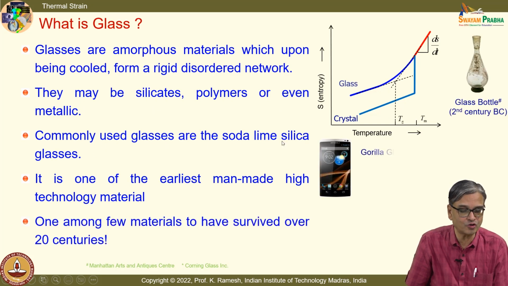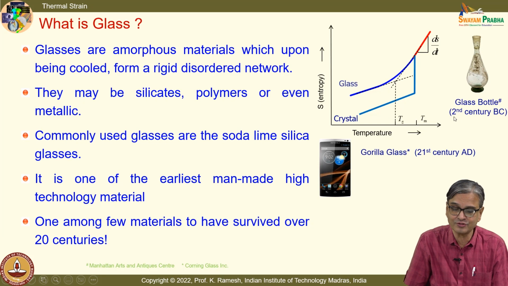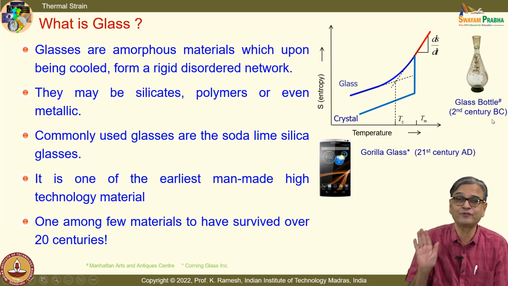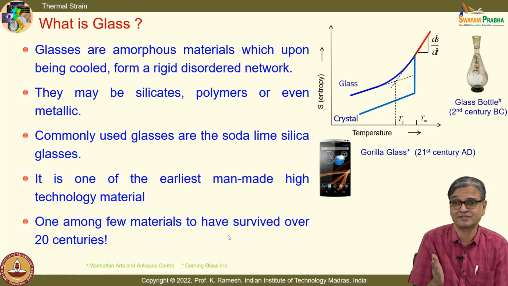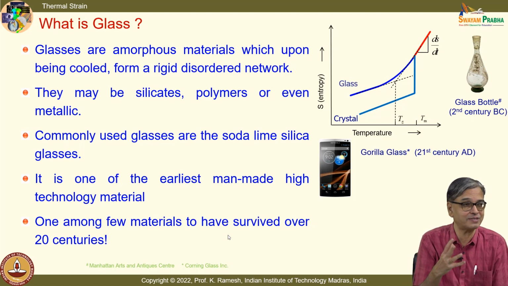Commonly used glasses are soda lime silica glasses. And surprisingly, this is one of the earliest man-made high technology materials. You have a glass bottle which is traced to the 2nd century BC. And all of you flaunt your beautiful cell phone and drop it 100 times, and nothing happens to it. And why? It is because of the Gorilla Glass that we have. It is by Corning, and it is one of the few materials to have survived over 20 centuries. Glass is also used in bio-reconstruction. If you have any fracture, they have some kind of scaffolding made out of glass.